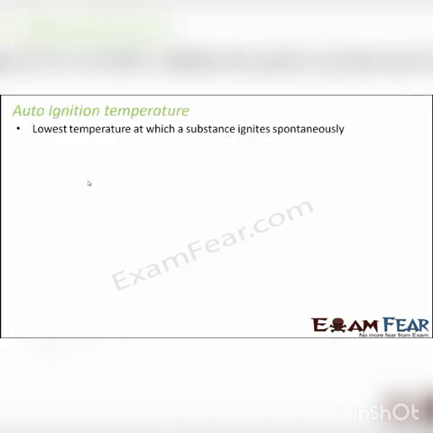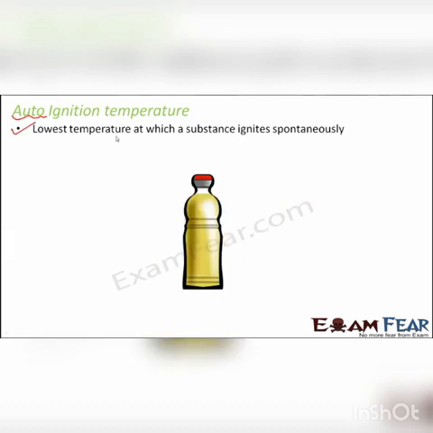Now the next concept is auto ignition temperature. Auto means self. So anything, ignition which happens by itself, that is auto ignition. So it is the lowest temperature at which a substance ignites spontaneously. So in this case, you really do not need an ignition source. You do not need an external ignition source. So when a combustible substance reaches this temperature, it will ignite on its own. Suddenly it will get ignited.